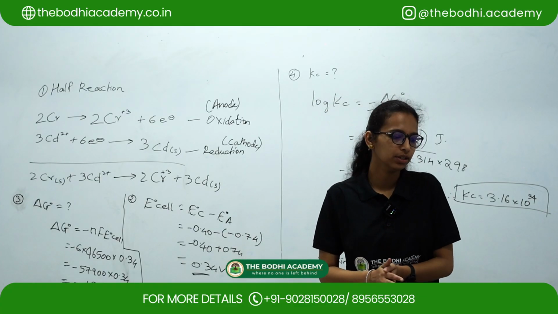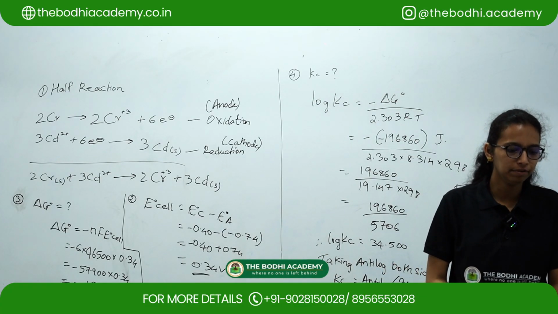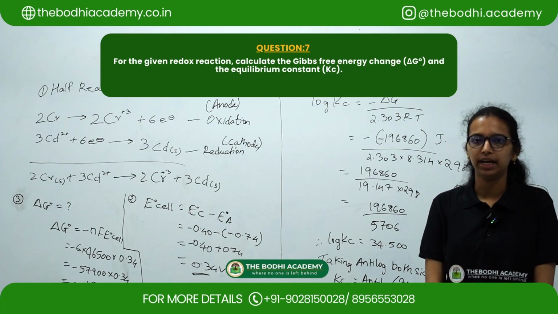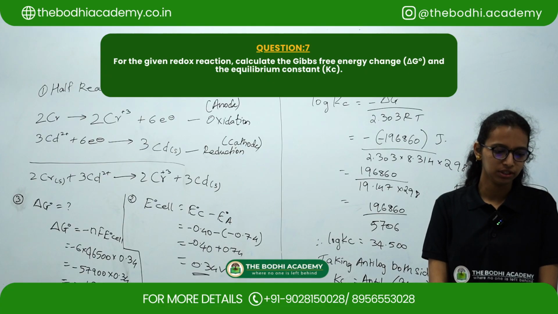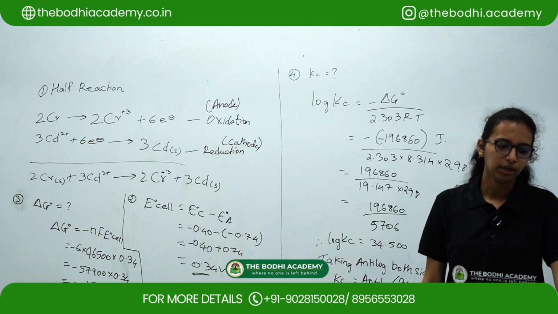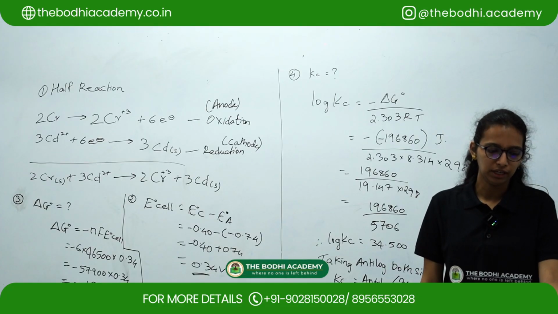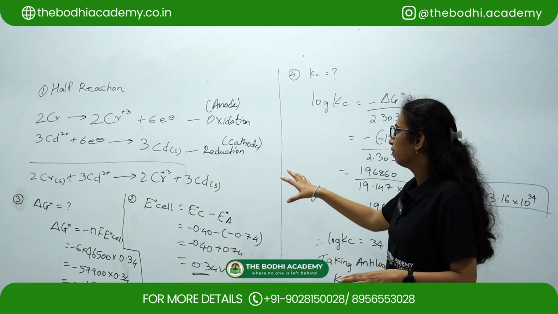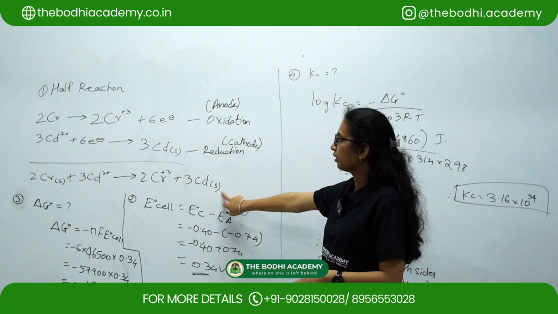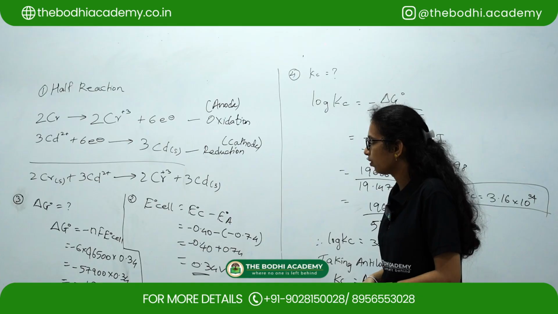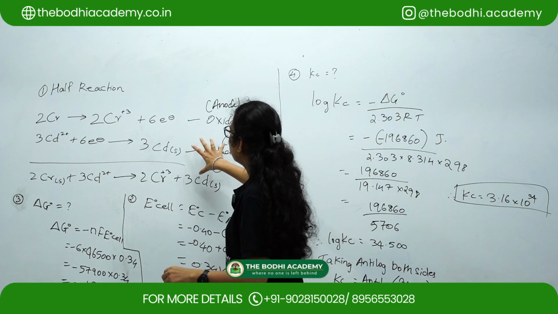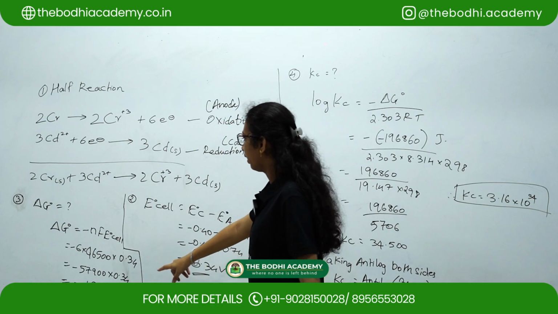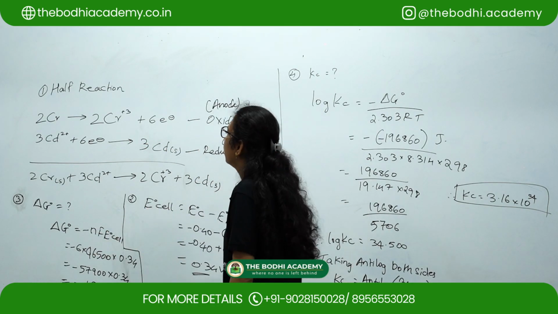Okay, let's start with the next question. What is the question? They have given a reaction, and they have asked us to calculate the Gibbs free energy change and equilibrium constant for the above reaction. They have given the values of E0 of cathode and E0 of anode and Faraday's constant. I have written the half reactions of the given reaction to know how many electrons are involved, because we require the number of electrons to calculate the Gibbs free energy.